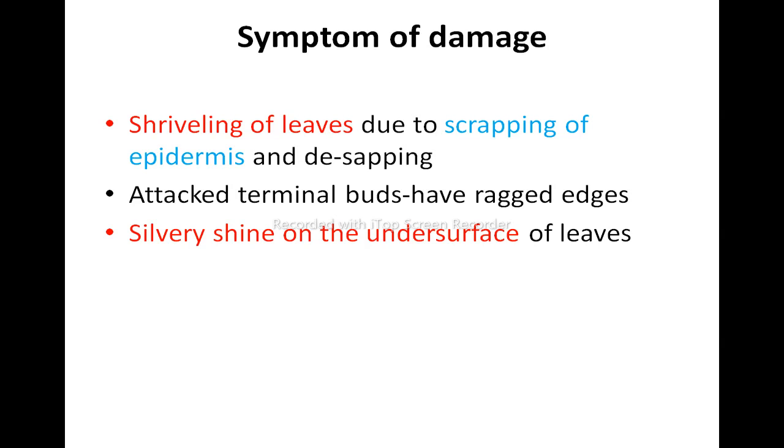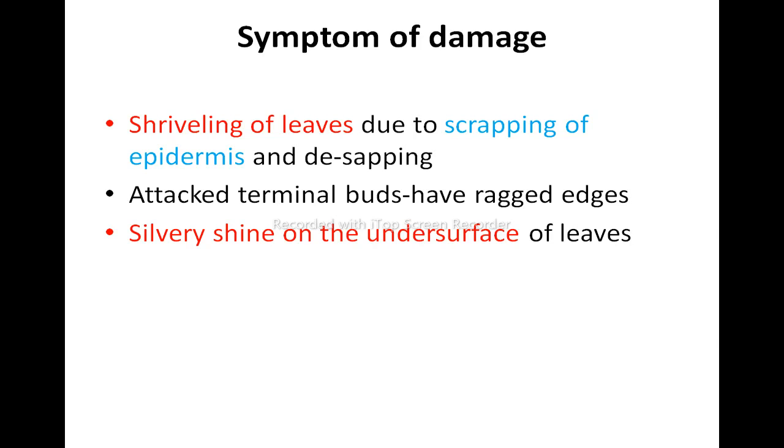Symptom of damage. Which type of symptom we can see on the cotton that is affected by the thrips? First symptom is shriveling of the leaves due to the scraping of the epidermis. As I told, thrips have rasping and sucking type mouth parts, means rasp means scraping the epidermis. Because of that, the leaves become shriveled.